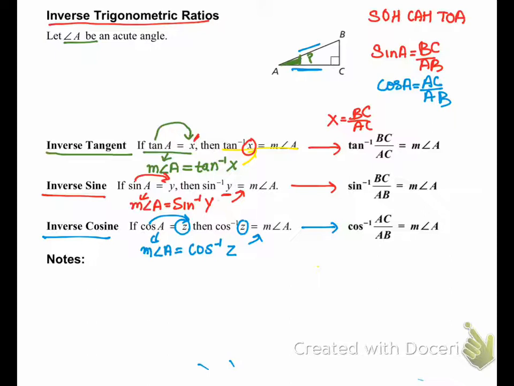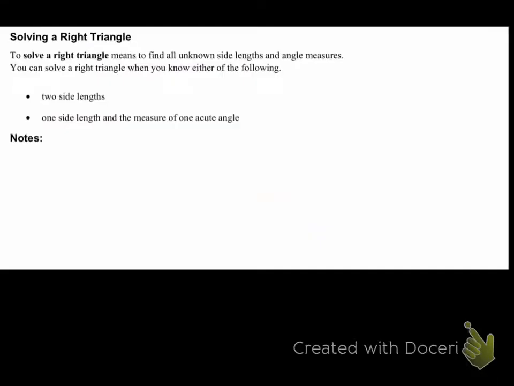So these are the different ways you can always find the measurement of any angle. If you have been given the trigonometric ratio for that angle, you can always find it out. So let's see why we need to learn inverse trigonometric ratio. The purpose of this is to solve the right triangle.